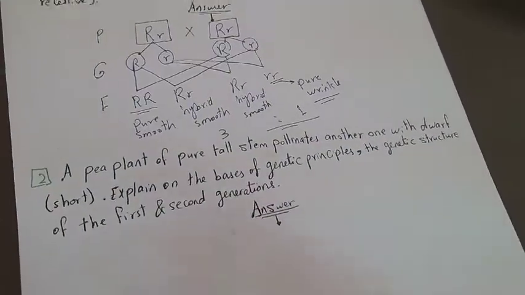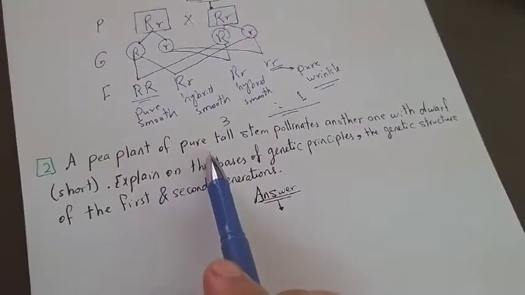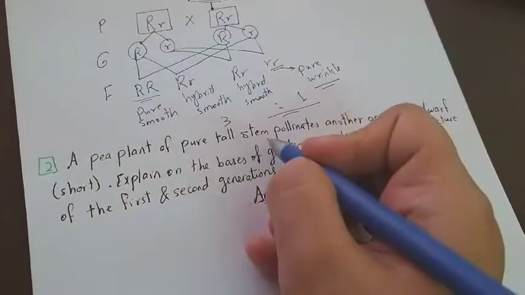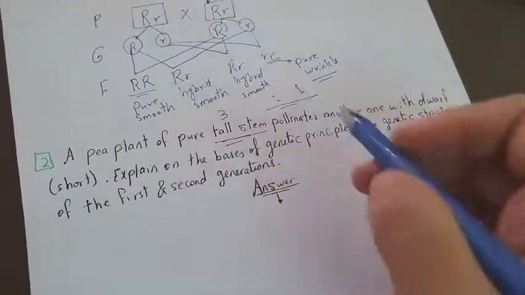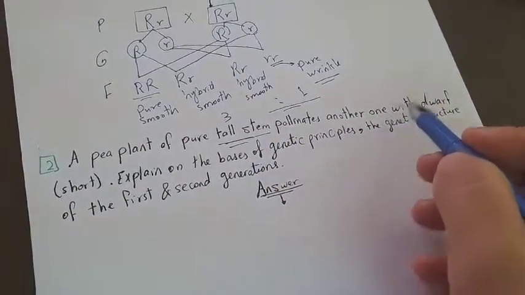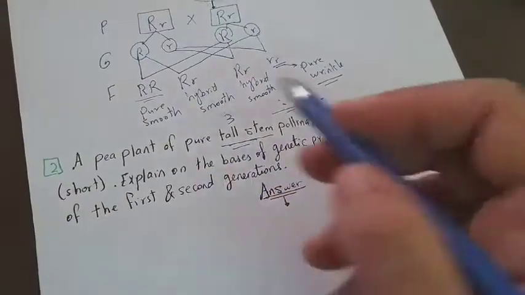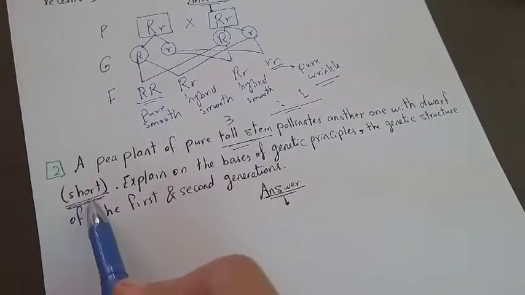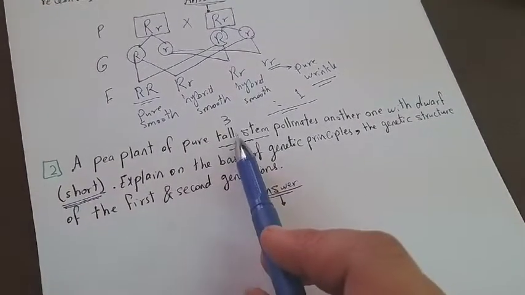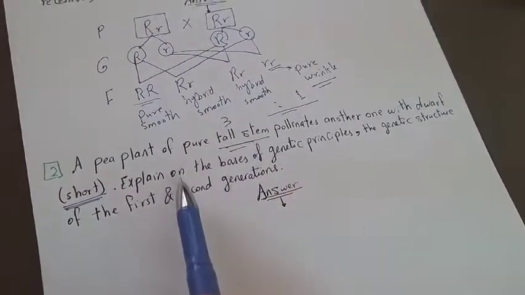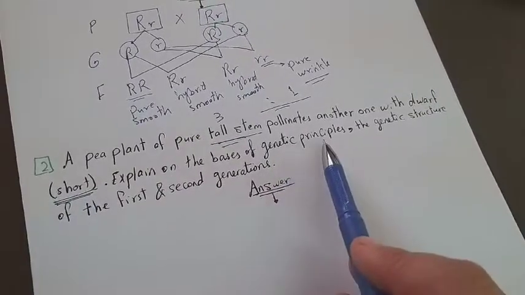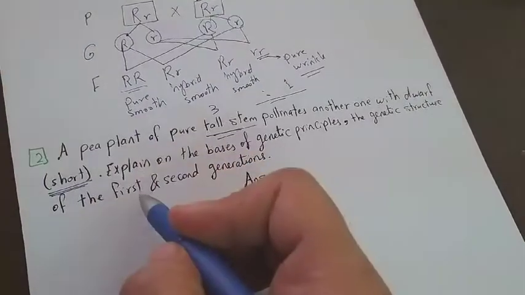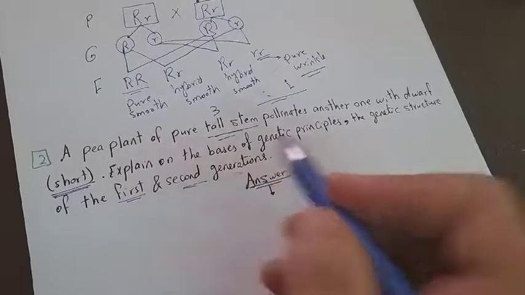Okay, the next problem: a pea plant of pure tall stem pollinates another one with dwarf or short stem. So we have here the recessive trait, and here we have the dominant trait. Explain on the basis of genetic principles the genetic structure of the first and second generation.